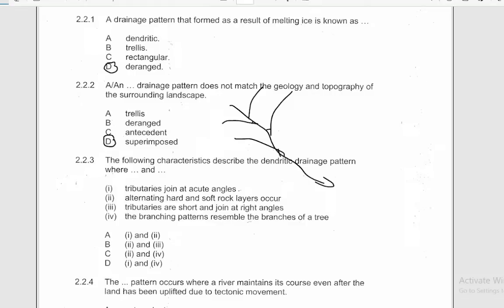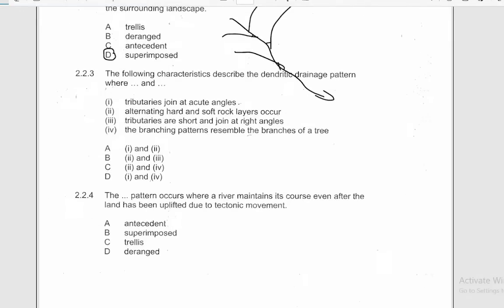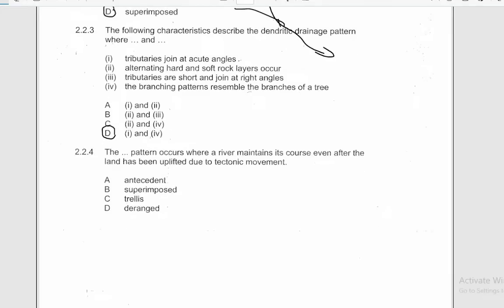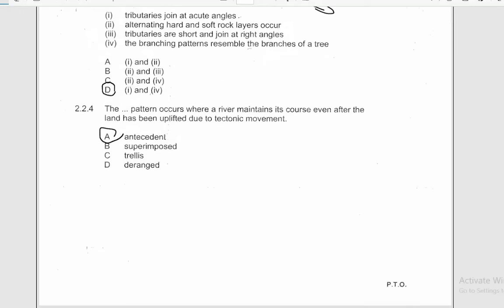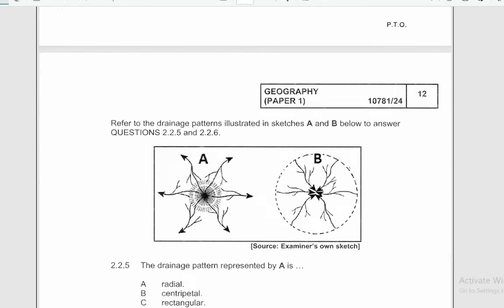The correct response for that one, for 2.23, is response number D, which has got item 1, join at acute angles, and branches resemble the branches of a tree. So the correct response here is D. Right, move on to the next question. 224, we have explained this. This is antecedents. The pattern occurs where a river maintains its course. The river is managing to maintain its course despite the area changing its form. The area is being uplifted, but the river was there before the upliftment, so it resists and maintains its course.